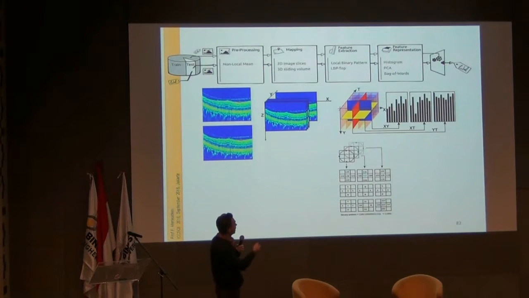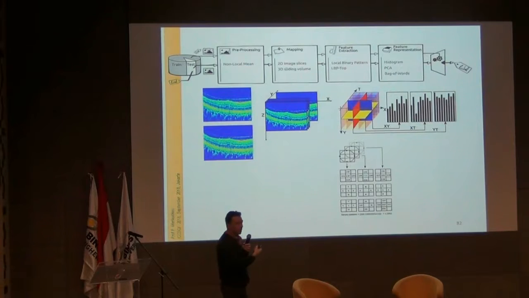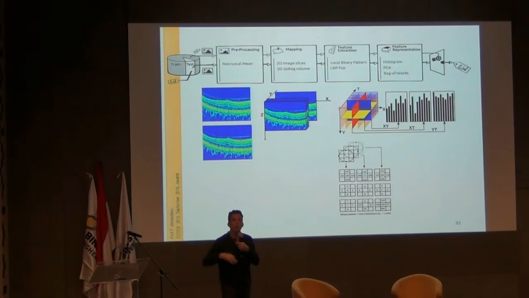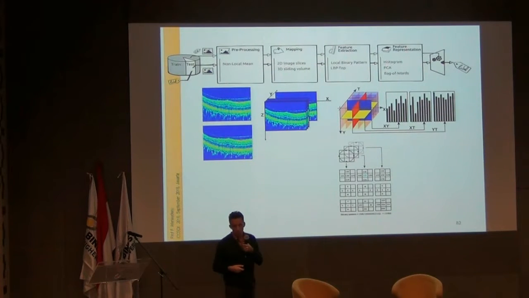Then you decide how you want to represent your features. Whenever you are doing LBP, and later on we used HOG, histogram of gradient, the feature dimension is very high. So how do you want to reduce the feature dimension? Do you want to do PCA? Do you want to do bag of words? We played with all those various strategies, so that means a lot of experiments to be run.